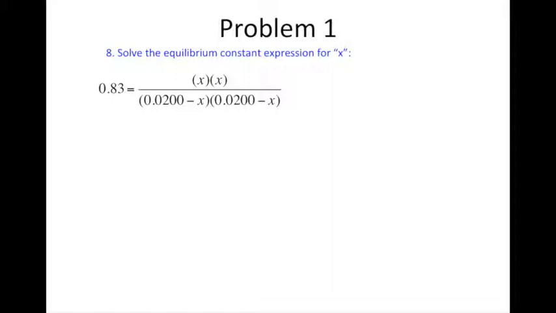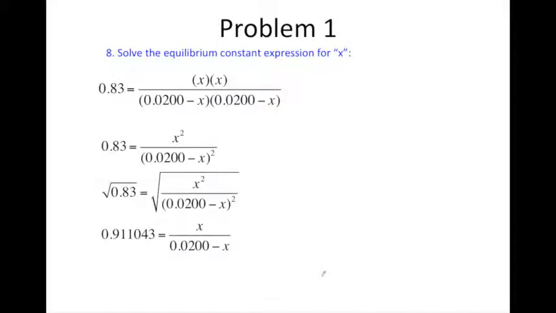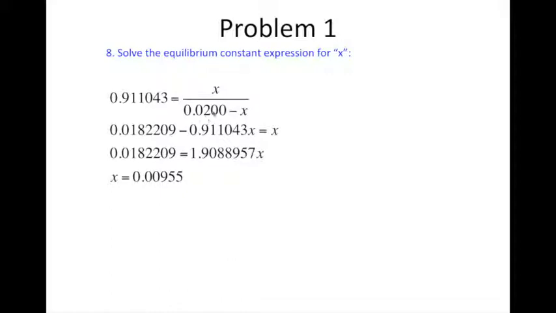In this particular example, we don't have to. We can take a little bit of a shortcut because everything on the right side is a perfect square, x squared over 0.02 minus x squared. So we can just take the square root of both sides and simplify our equation here. And then we want to get our x on one side, so we're going to multiply the left side by 0.02 minus x, and then we combine our like terms, our x's, and we should get x is equal to 0.00955. Again, if I went too fast there, feel free to pause the video and carefully review the calculations.